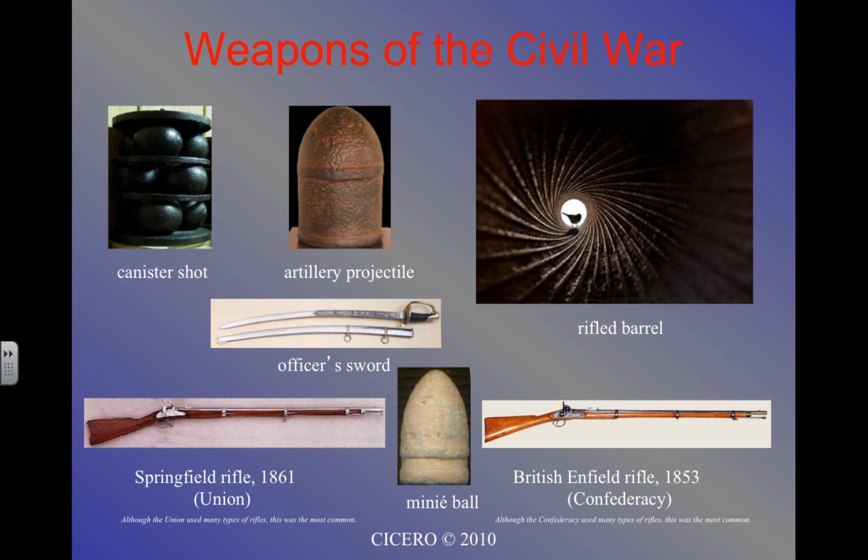And you can see right here, a new technology used during the Civil War was rifling. Any of you deer hunters out there, your rifles that you use also have rifling, which causes the bullet to spin at a very rapid rate, very similar to a football being thrown.